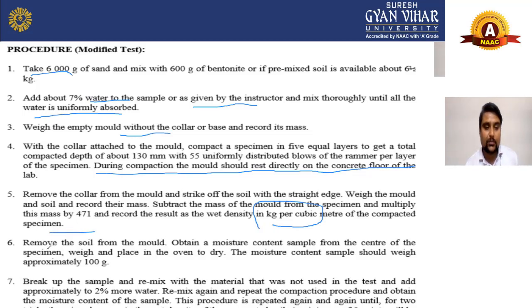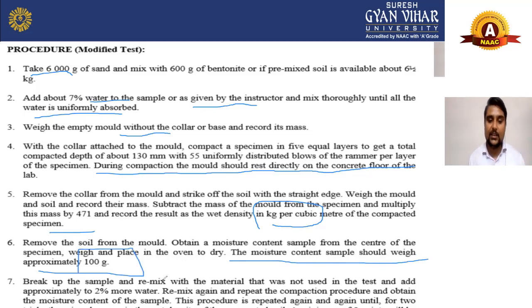Now what we have to do next: remove the soil sample from the mold, obtain the moisture content sample from the center of the specimen, weigh it, and place it in the oven for drying. The moisture content sample should weigh approximately 100 gram. As you can see here, we will take the 100 gram sample and put it in the drying oven. This was all about the modified Proctor test.